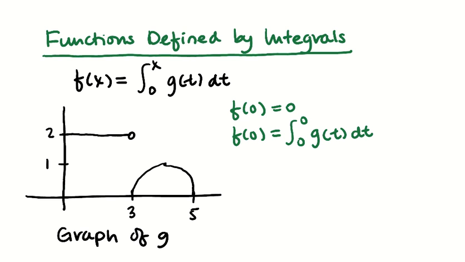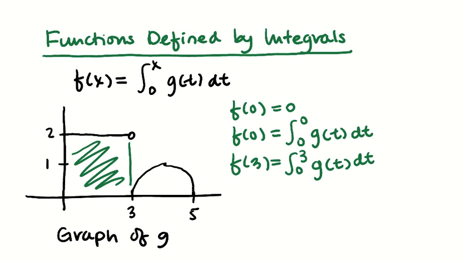Maybe I'll consider f of 3. That's the integral from 0 to 3 of g. We're going to count the area from 0 up to 3, and that's a rectangle. It'll be basically this area, a 3 by 2 rectangle, which is going to be 6.